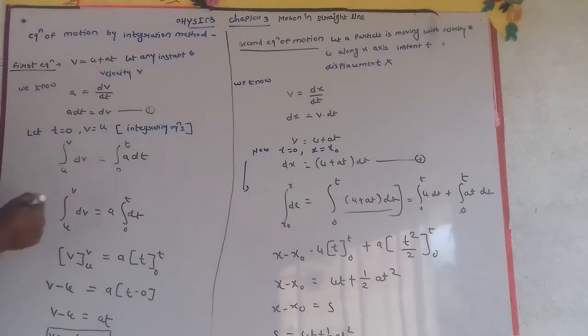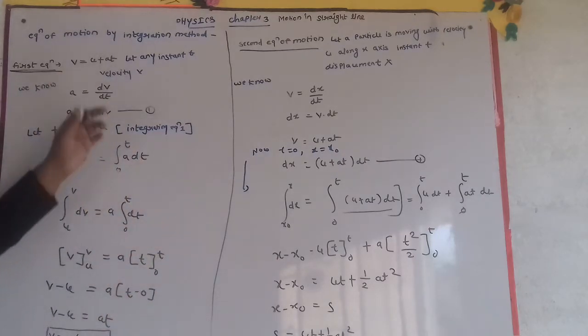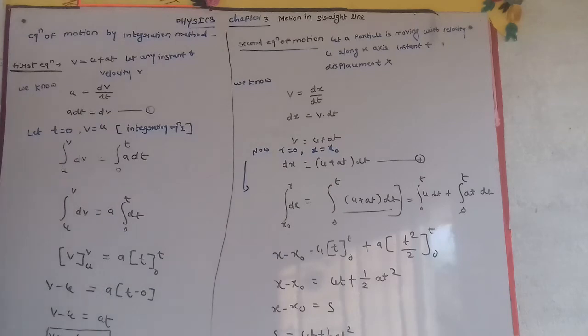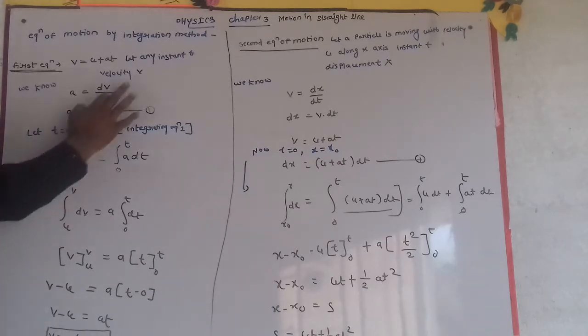So first we know the first equation of motion, V equal to U plus AT, which we have studied in 9th class. So first we'll solve the first equation by the integration method. We have to prove V equal to U plus AT by integration. Let at any instant t, the velocity of the particle be V.